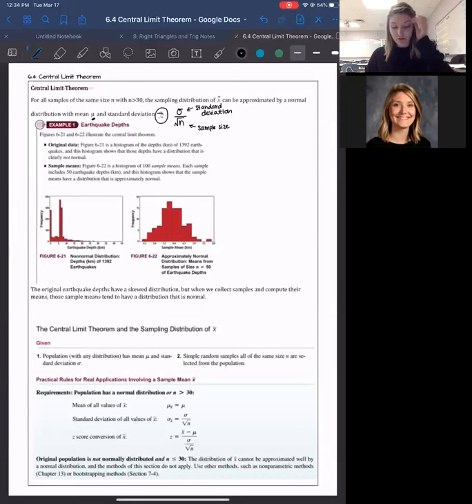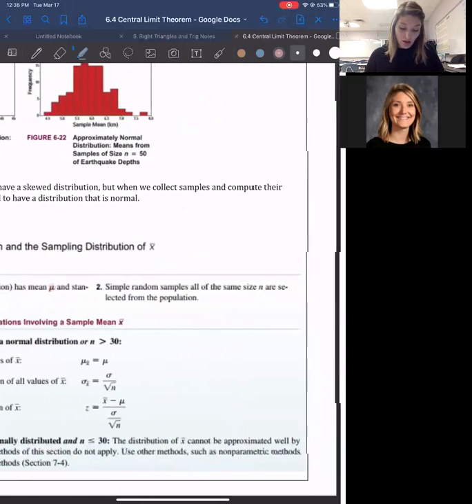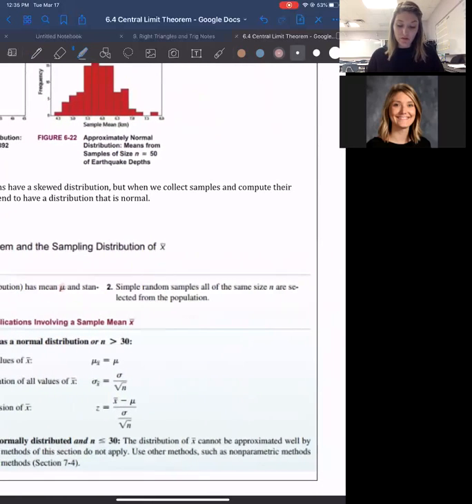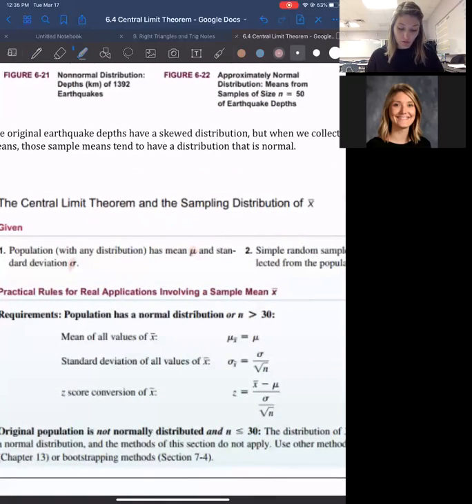The original earthquake depths have a skewed distribution, but when we collect samples and compute their means, these sample means have a distribution that is normal. So if we're doing the central limit theorem about our means, our population is going to have a mean of mu and a standard deviation of sigma. And then we're going to select simple random samples of the same size from our population, and this is how things are going to change. Our mean is still going to stay as mu, but our standard deviation is going to become the standard deviation divided by the square root of the sample size.